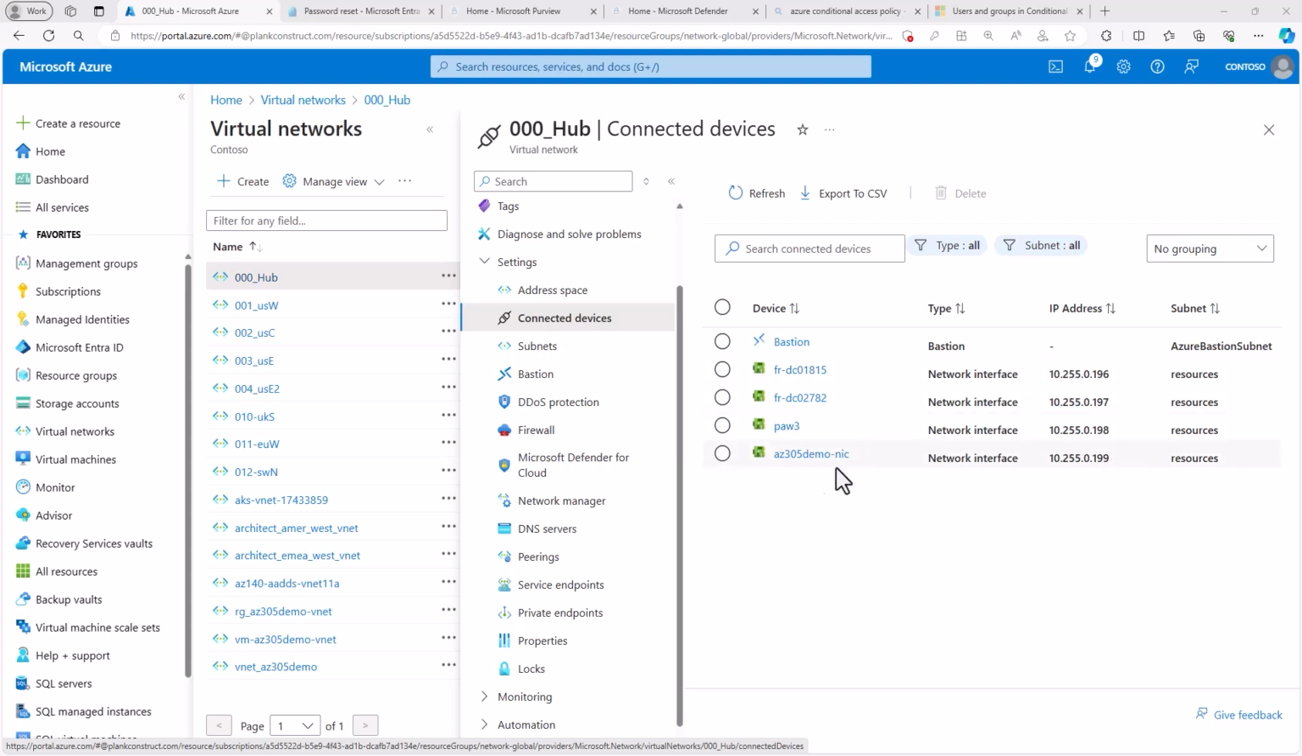10.255.0.199, and that would connect me to the US East implementation of that storage account. I wouldn't use the storage account information. I would use this network address. Let's return to the lesson.